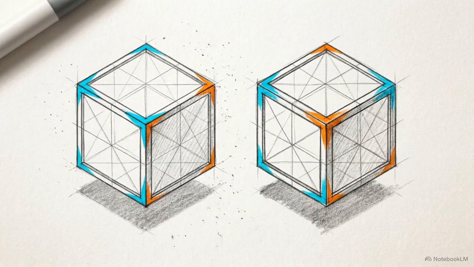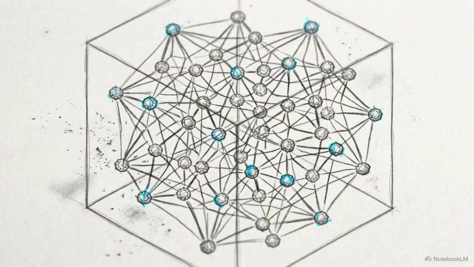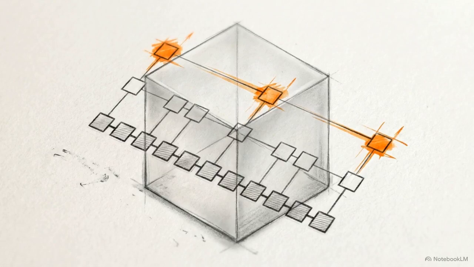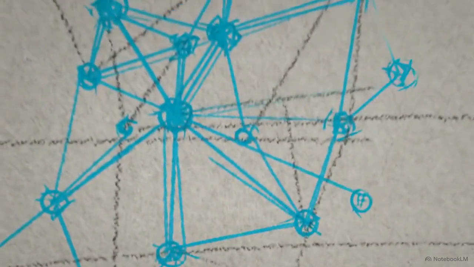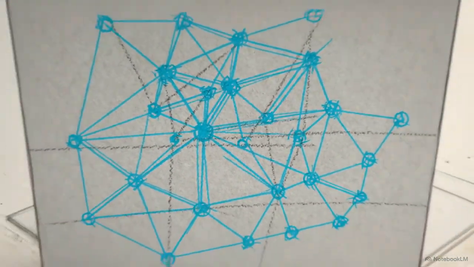HNSW is a hybrid architecture built from two distinct foundational data structures. The first component is the navigable small world, which is a specific type of spatial graph. The second is the skip list, a probabilistic method for bypassing data. To understand how HNSW can search 1 billion vectors in milliseconds, we must build it from scratch by combining these two structures.